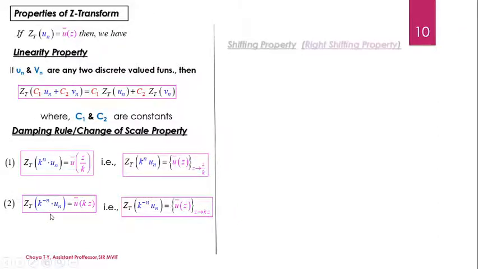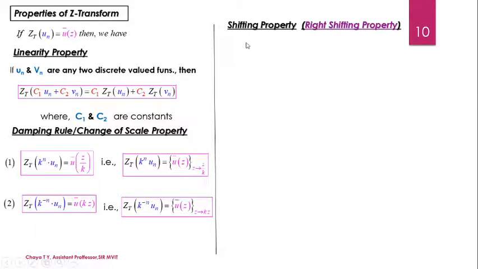Now let us consider the next property. We call it shifting property. In the shifting property, basically we have two kinds of property. One is called right shifting property and the other is called left shifting property. So let us see the right shifting property here. The right shifting property is given by the expression: Z transformation of u suffix n minus k is given by z to the power minus k times u bar of z.